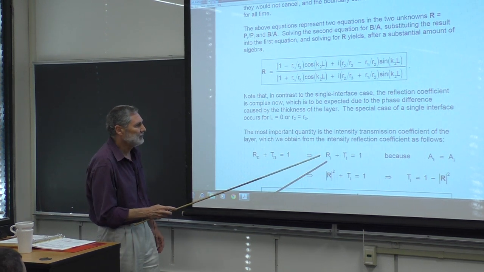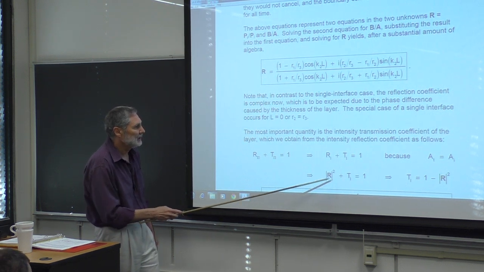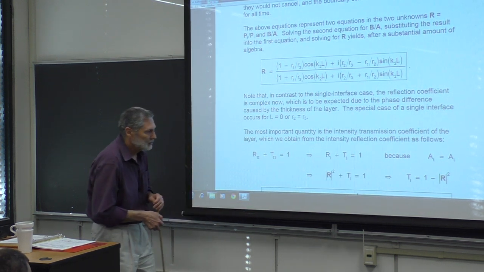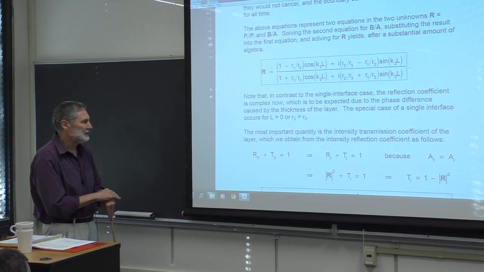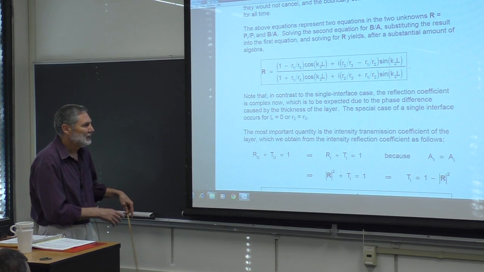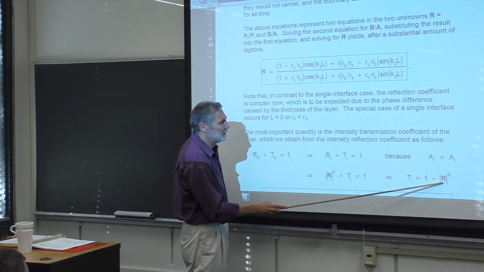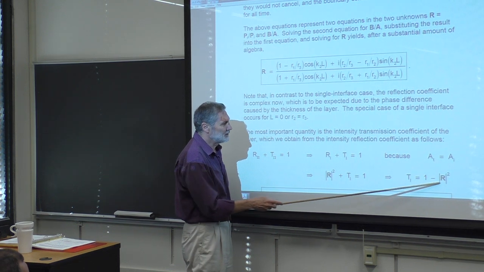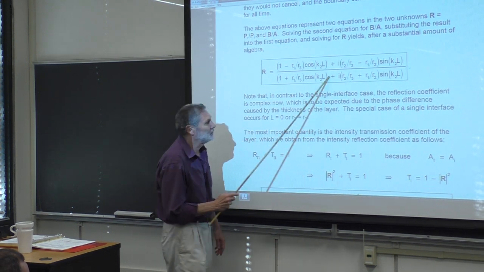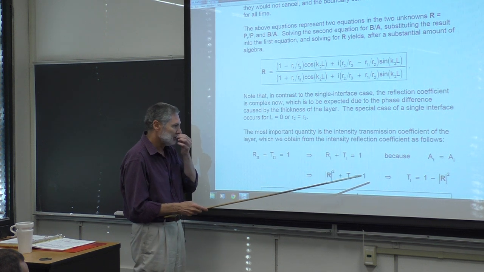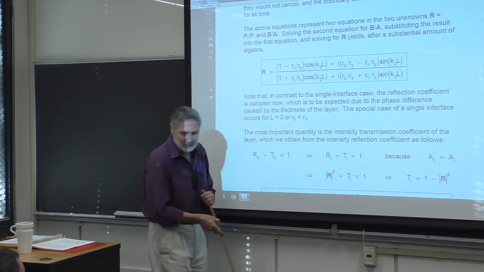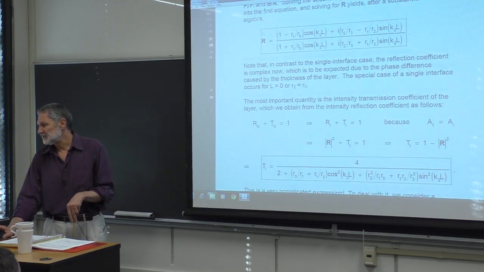So, having found the reflection coefficient, we can find the intensity transmission coefficient simply by taking 1 minus the square of that. I shouldn't really say simply. This looks simple, but when you do it, and again, I think I did it once a long time ago, you get the following expression. It's messy.